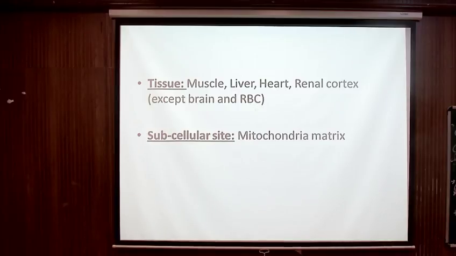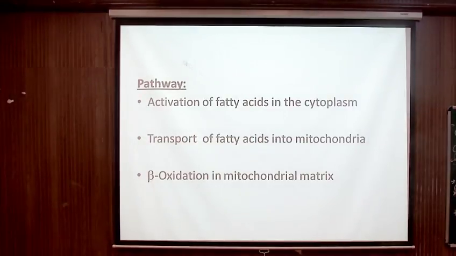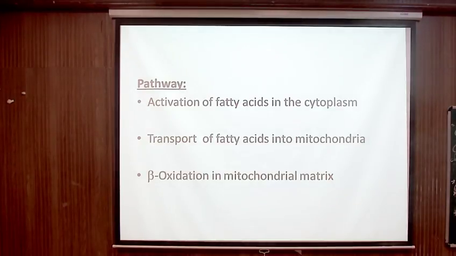So the subcellular site is the mitochondria. It takes place in the mitochondrial matrix. Now, beta oxidation: before the actual or proper beta oxidation takes place, there are 2 steps.